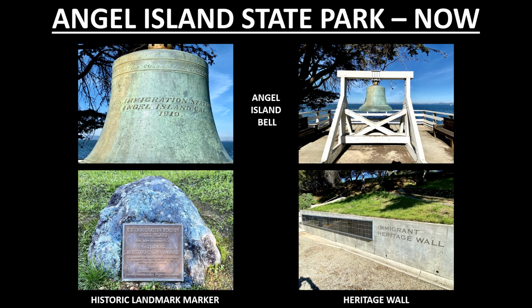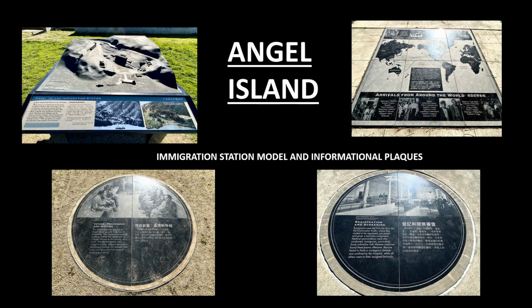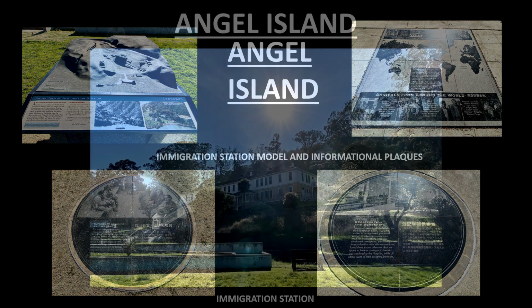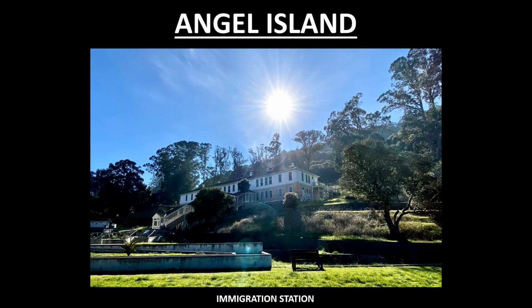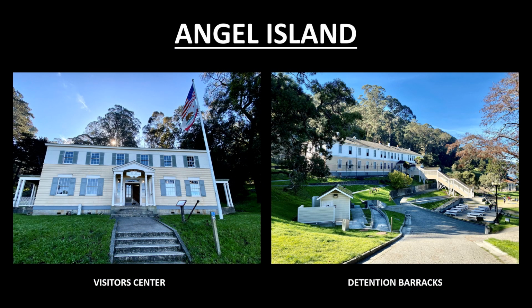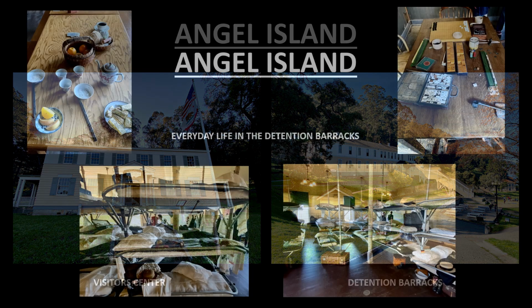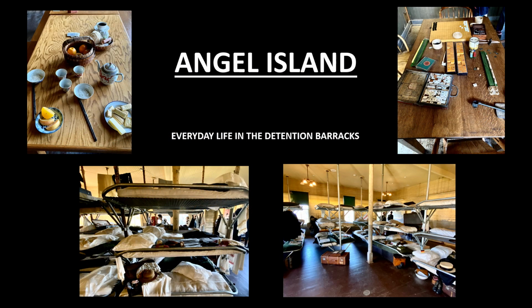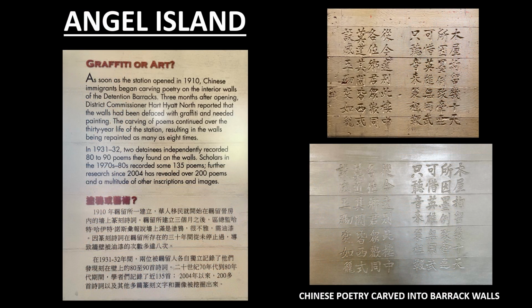This is the current Angel Island State Park. The Angel Island Bell, historic landmark marker, and heritage wall. Immigration station model, and informational plaques. Immigration station. Visitor center, and detention barracks. Everyday life in the detention barracks. Chinese poetry carved into the barrack walls.